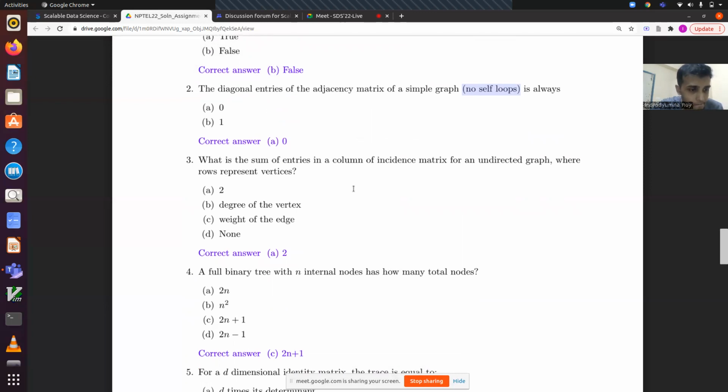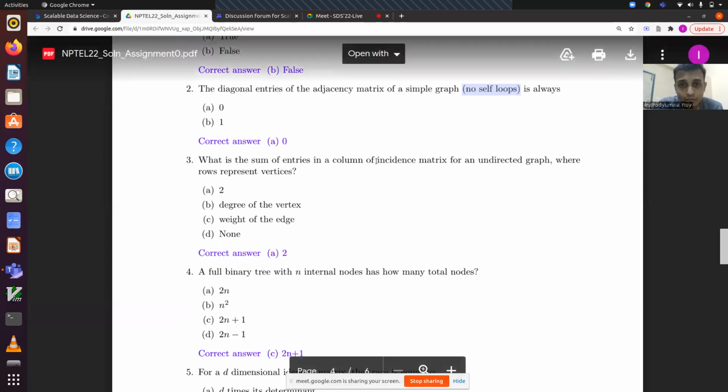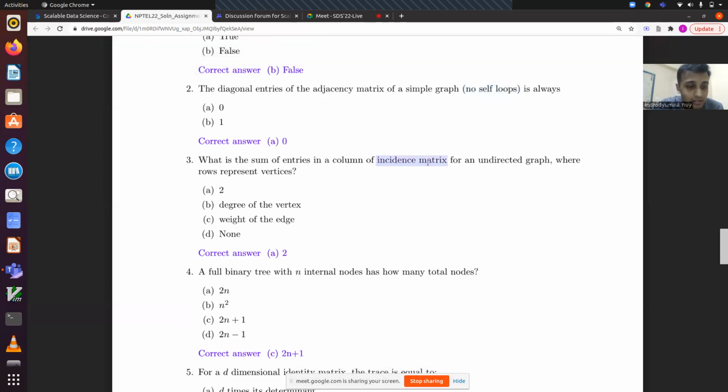What is the sum of the entries in a column, and next question? Let me remember what an incidence matrix is. Okay, got it. So do you remember what an incidence matrix is? So a graph is there, okay? Using the graph, I'm going to create a matrix. That is an undirected graph you're telling.